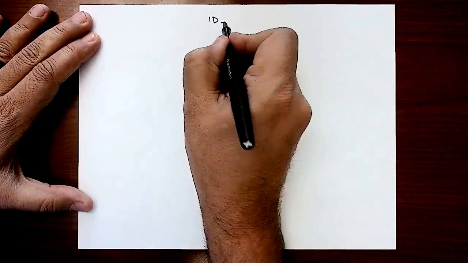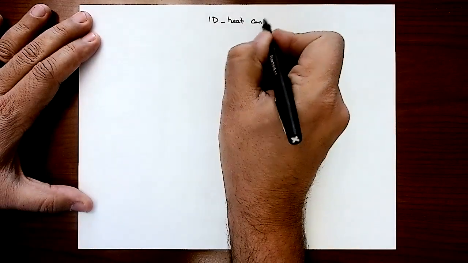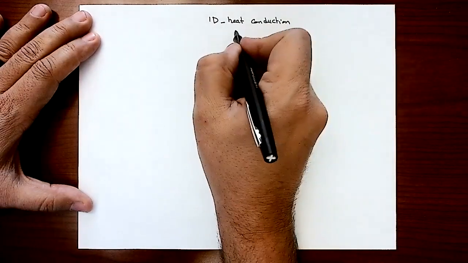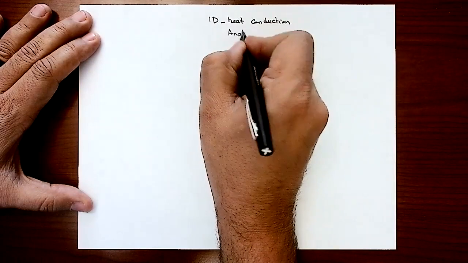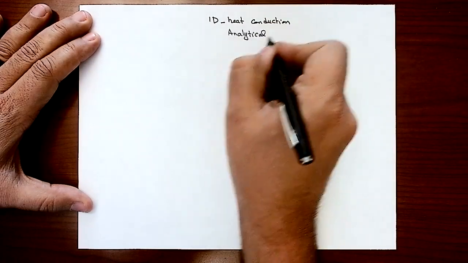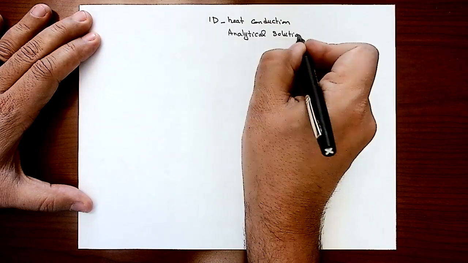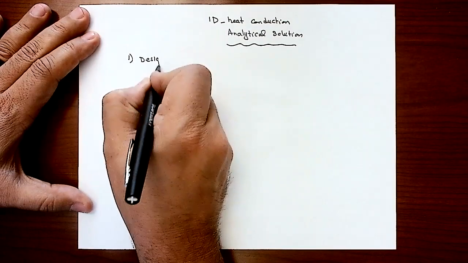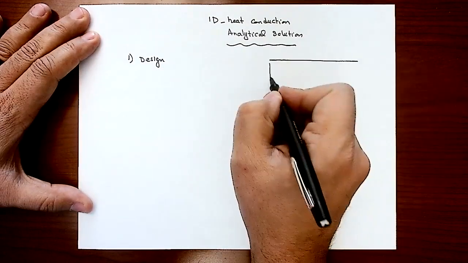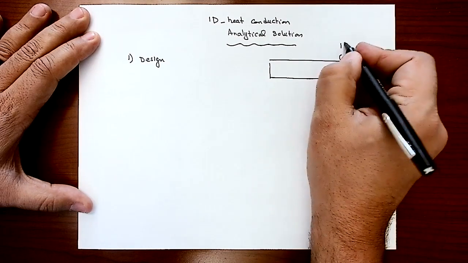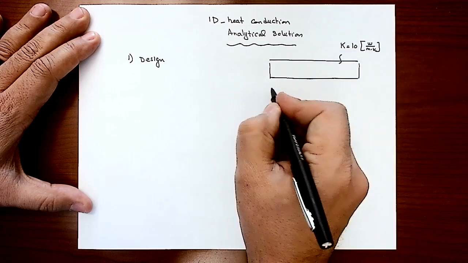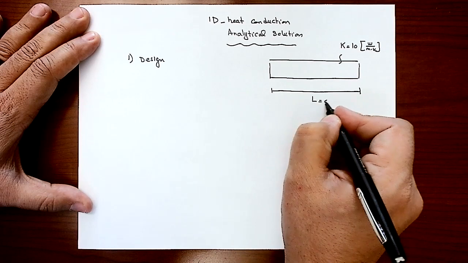So we did solve the one-dimension heat conduction problem using the analytical solution, right? Heat conduction analytical solution. And the problem statement or the design that we got before is a solid bar of thermal conductivity K equal to 10 watt per meter Kelvin. The bar has a total length of 0.6 meter.